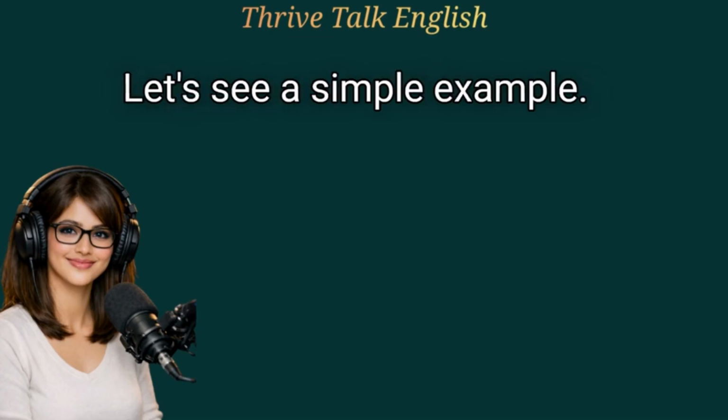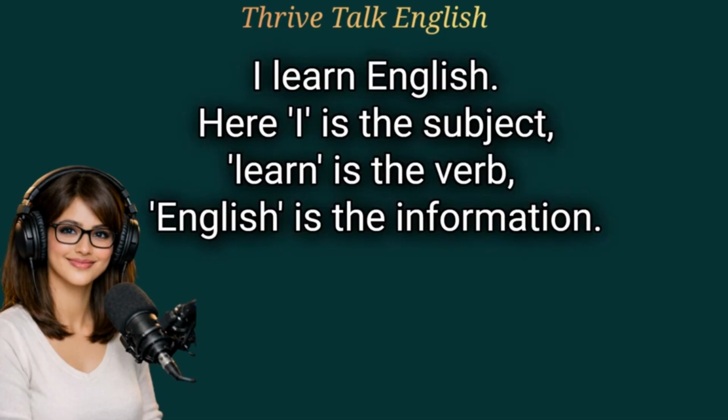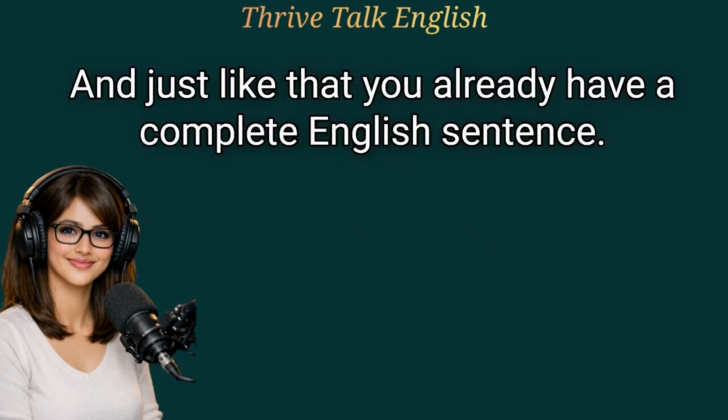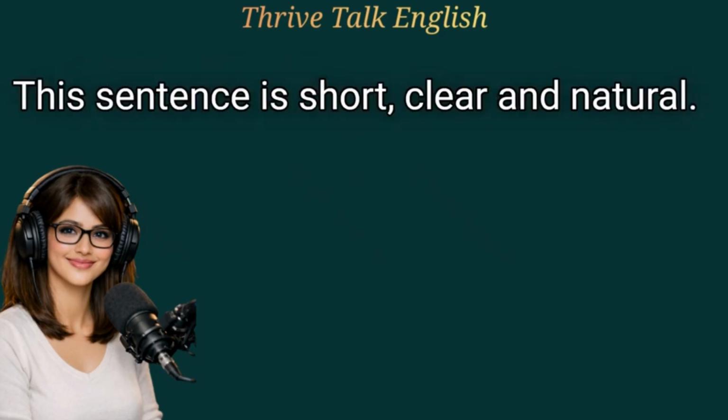Let's see a simple example. I learn English. Here, I is the subject, learn is the verb, English is the information. And just like that, you already have a complete English sentence. This sentence is short, clear, and natural.